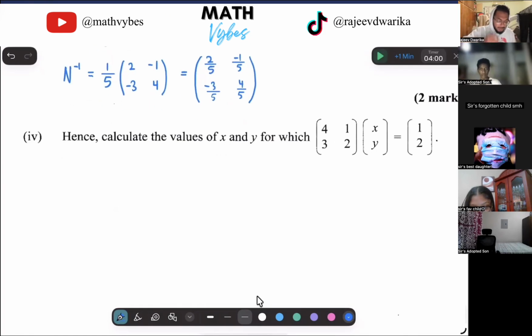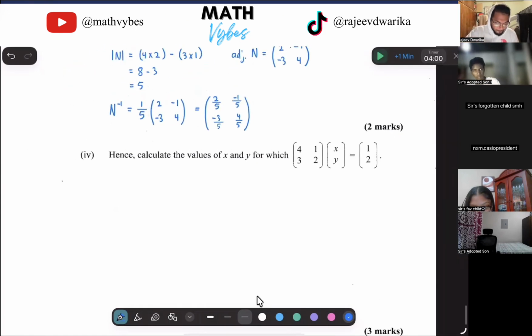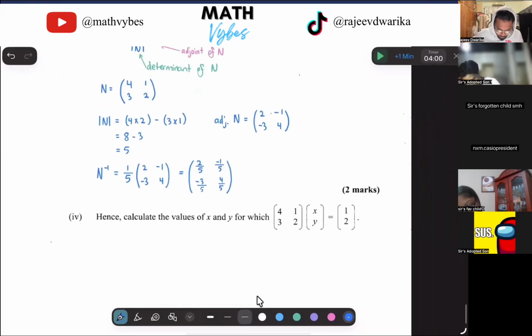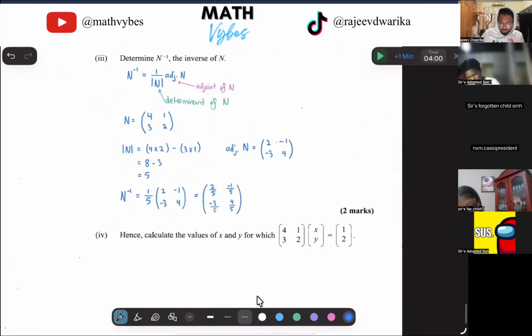All right, let's continue, right? So Ria, read part 4 for me. Hence, calculate the values of x and y for which the matrix 4 1 3 2 times x y equals 1 2.